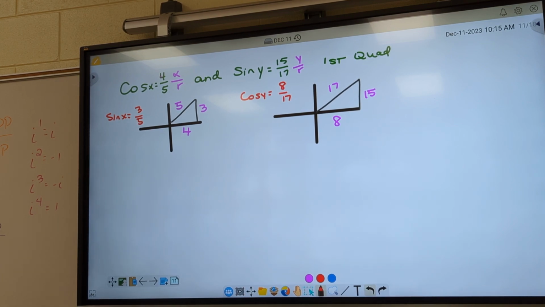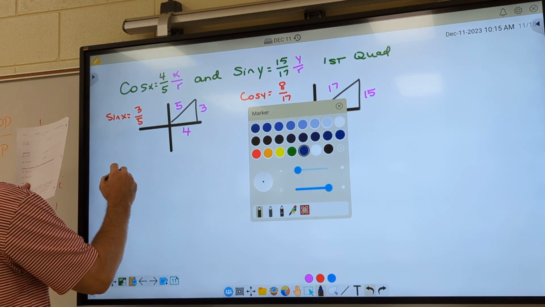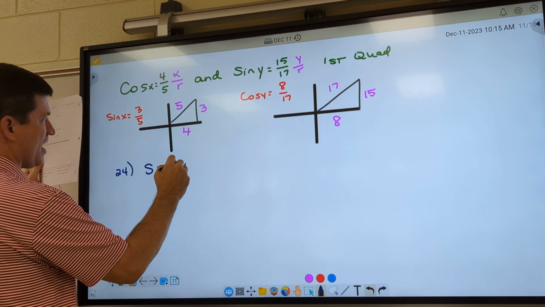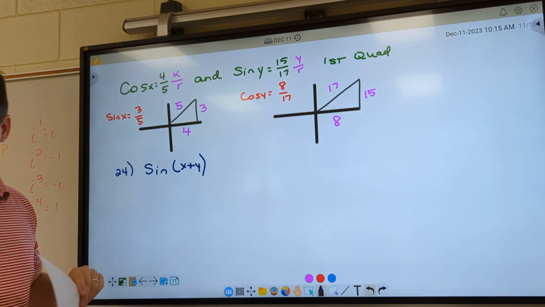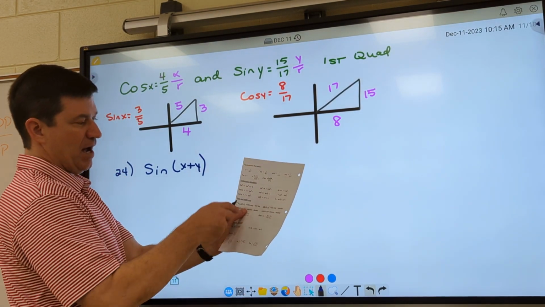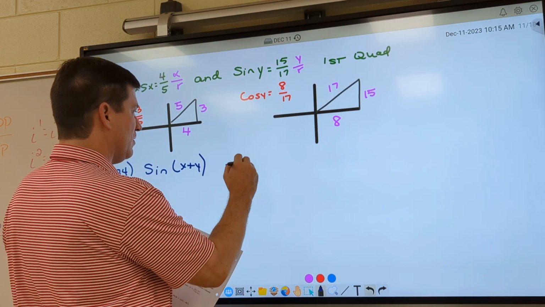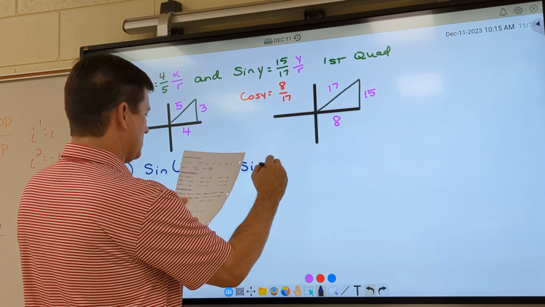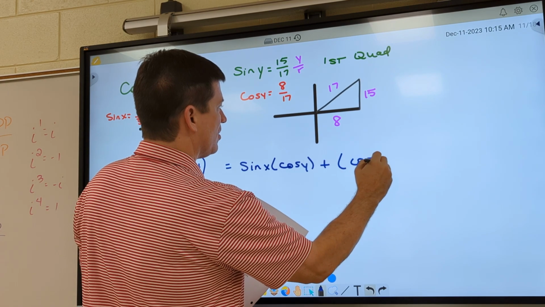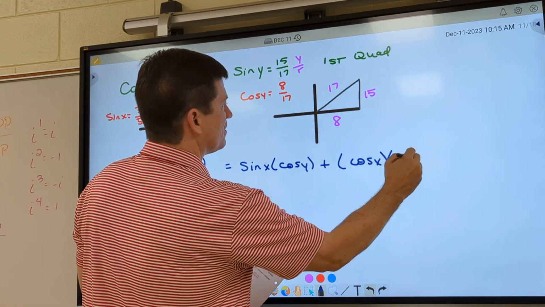All right, so once you've done that, guys, now we just got to write our formulas down and plug them in. So, here's 24. They're asking for the sine of x plus y. Can I borrow your formula sheet? Who's got one out? I got one. Now look, you don't have to write the formula down. I'm going to write it down for you. I'm going to copy it off this paper. Formula is sine of x cosine of y plus cosine of x sine of y.